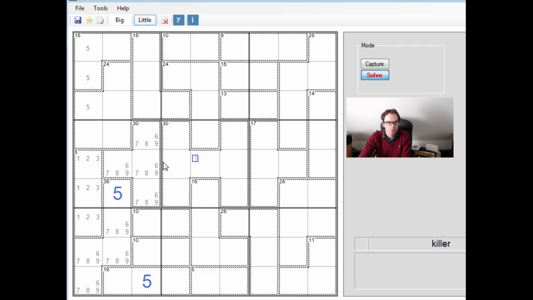Now, where can we place a 4 in this 3x3 block? There's only one place, because this cell here has to be a 4, because there's a 1, 2, 3 already in the column, there's a 5 in the block, and a 6, 7, 8, 9 in the block, which means this cage must be a 1, 2 or a 3. Okay, what next, you may say?